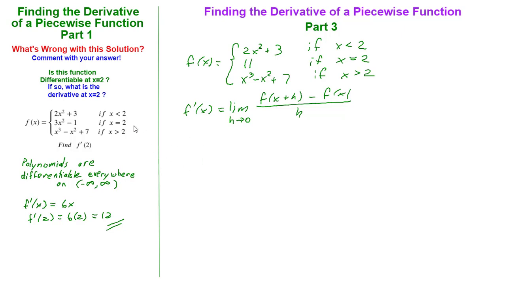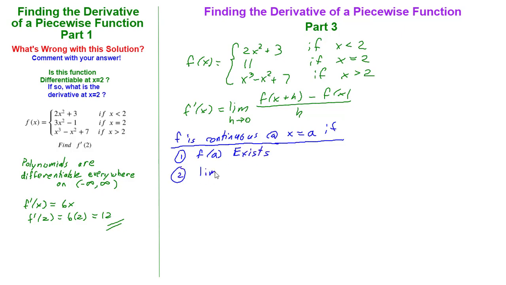So how do we check for continuity at a point? Or how do we find if a function is continuous at a point? One way to show that a function is continuous at a specific point is to use 3 conditions. We can say f is continuous at x equals a if the following 3 conditions are true. 1, f of a exists. 2, the limit as x approaches a of f of x exists. And 3, the limit equals the function value.